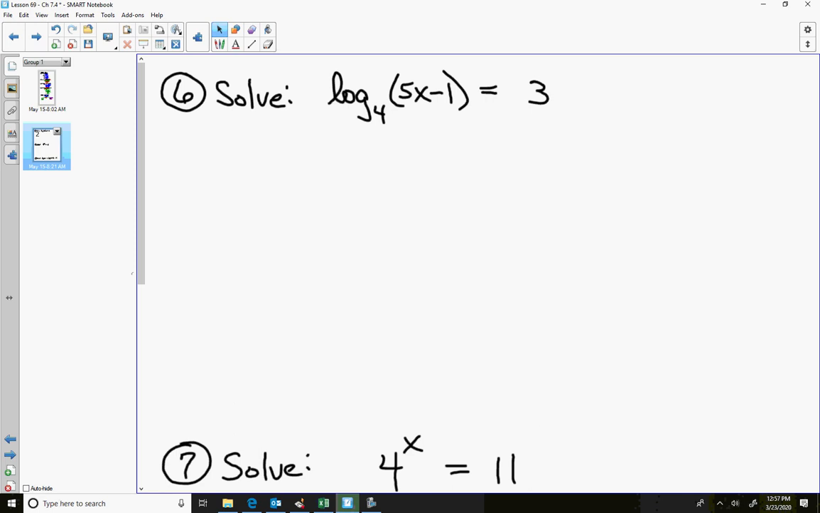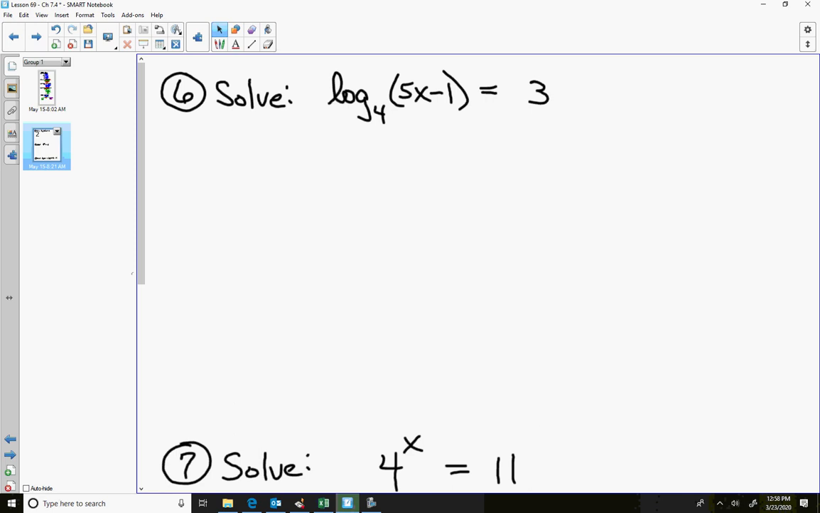All right, number 6. Now this time, there's a log on the left. There is not a logarithm on the right. My x is in the argument. I am stuck. Remember, when you get stuck in one form, change it to the other form. Right now, I am stuck in logarithmic form, so change it to exponential form.